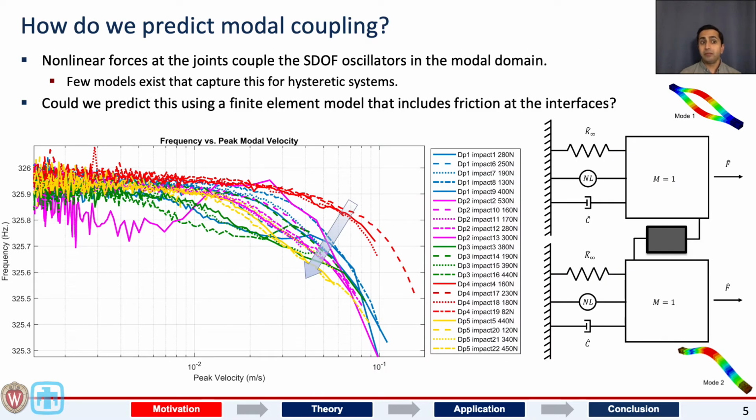We infer this to be modal coupling, which are nonlinear forces at the joints that couple single degree of freedom modal oscillators. For example, the oscillation of mode 1 could perturb the oscillation of mode 2 and vice versa. So this has often been regarded as a black box between these two oscillators, since so few models exist to capture these hysteretic systems. So since we can see this experimentally through the excitation of multiple modes, could we use finite element modeling to predict this, including friction at the interfaces?